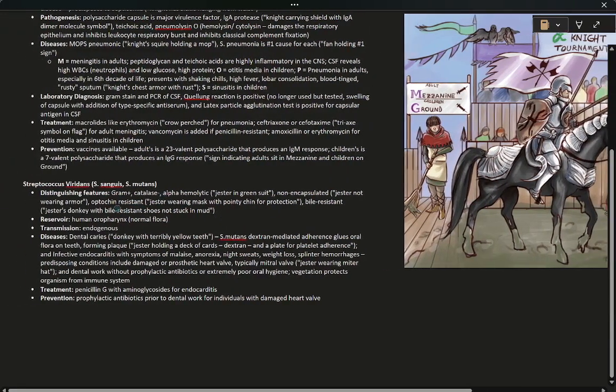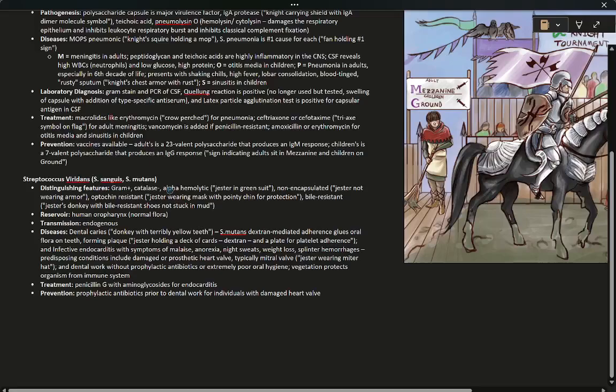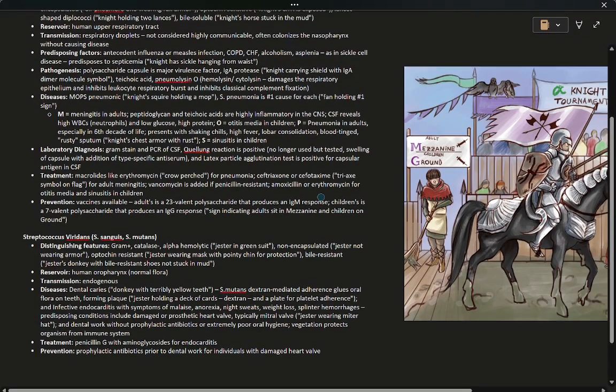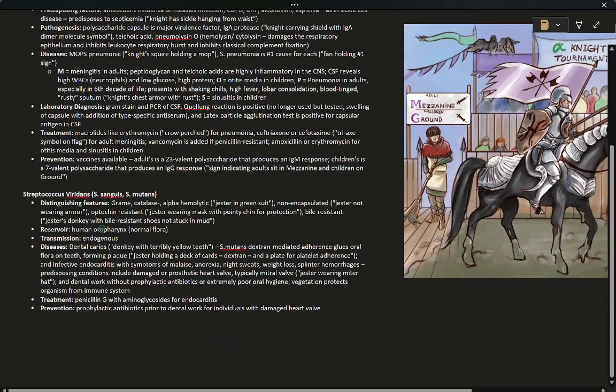So that is how the Streptococcus viridans differs from the Streptococcus pneumoniae, because the Streptococcus viridans is optochin resistant, while the Streptococcus pneumoniae is optochin sensitive. And then the Streptococcus viridans is bile resistant, while the Streptococcus pneumoniae is bile soluble. So keep that in mind.